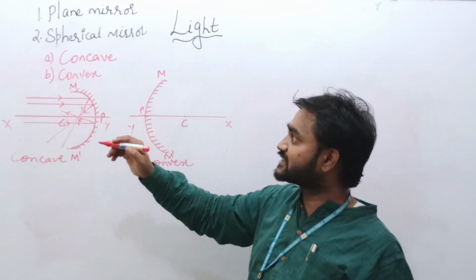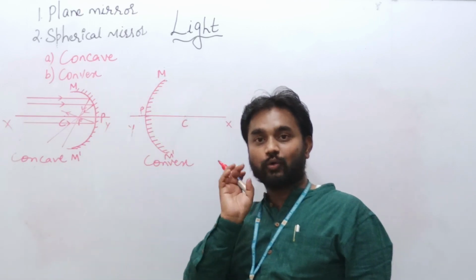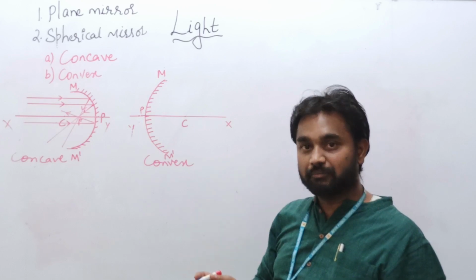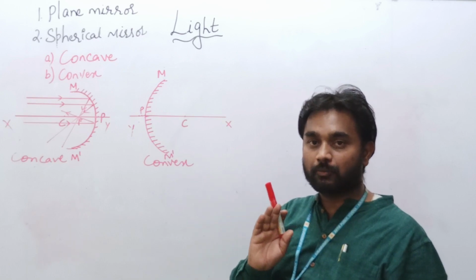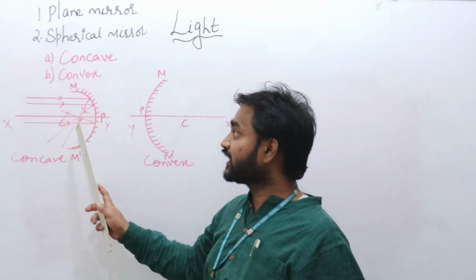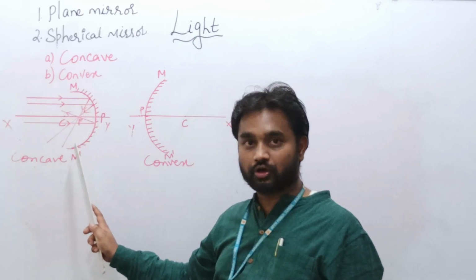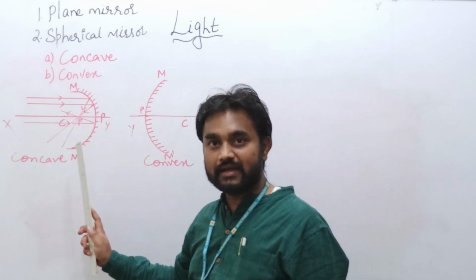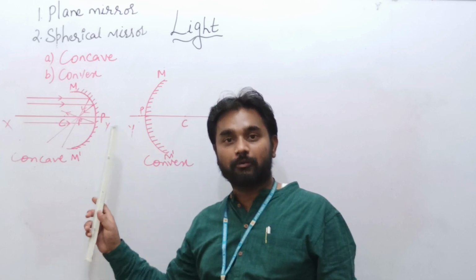So here we have discussed real and virtual images, right? In the plane mirror only virtual images are obtained, because all images are formed behind the mirror. But here you can distinguish: depending upon the position of the object in front of the reflecting surface of a concave mirror, real and virtual images are formed. Only in the case of the concave mirror can both real and virtual images be obtained.